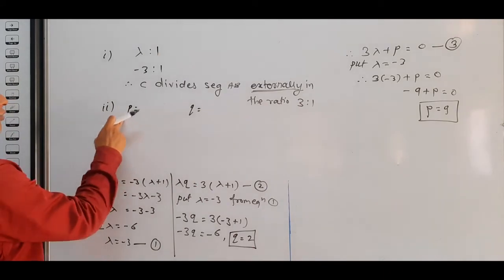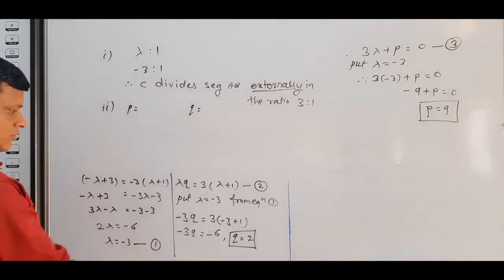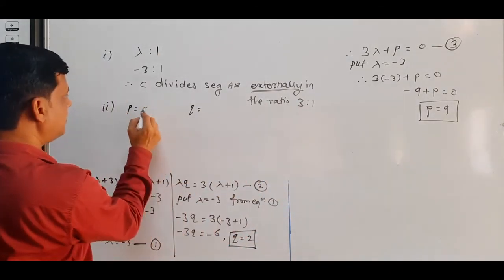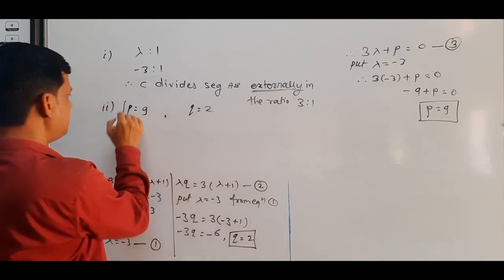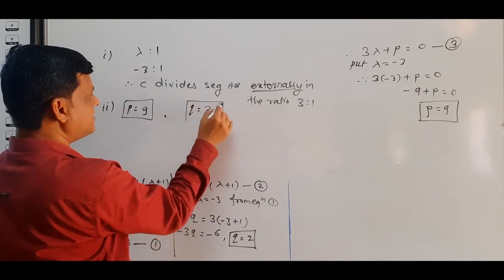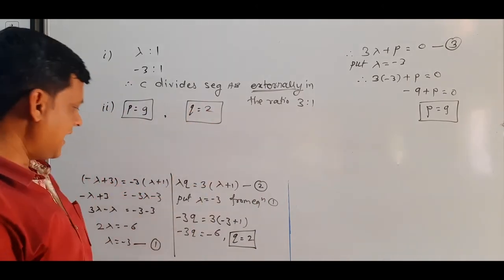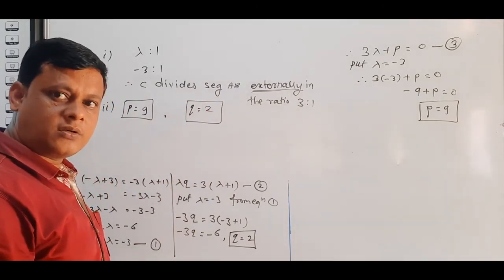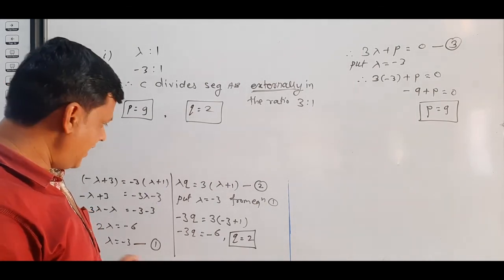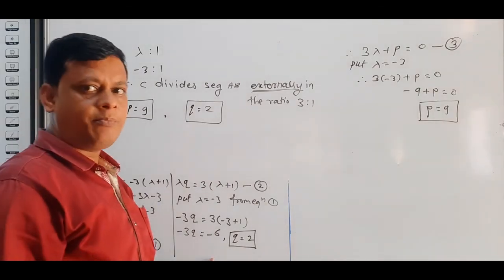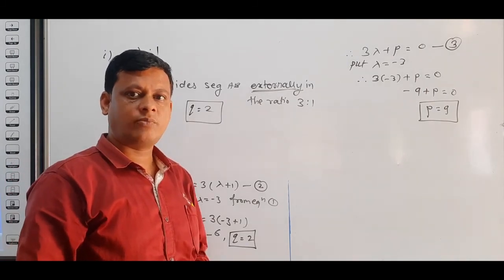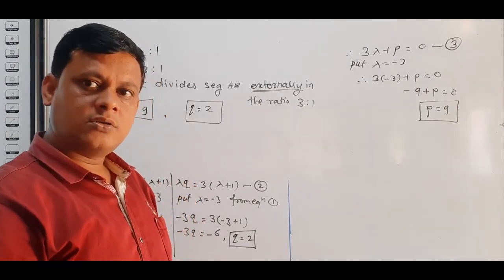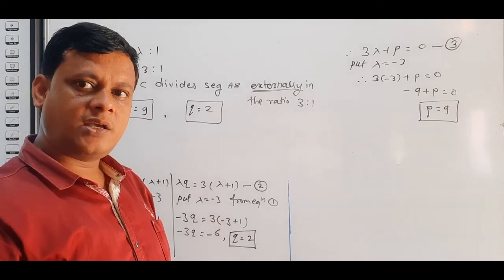Then second, we have to find the value of p and q. So we get the value of p is 9 and the value of q is 2. So in this way you can write the answer for the first sub-question and then you can find the values of p and q. So in this way you can write the answer for question number 3. The next question we will see in the next part.